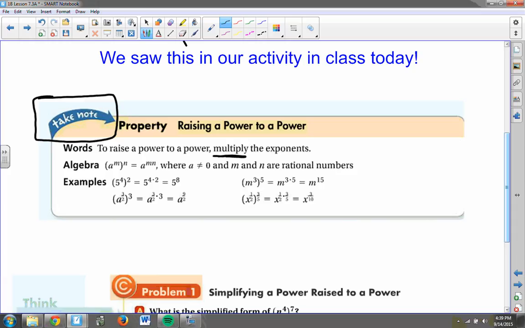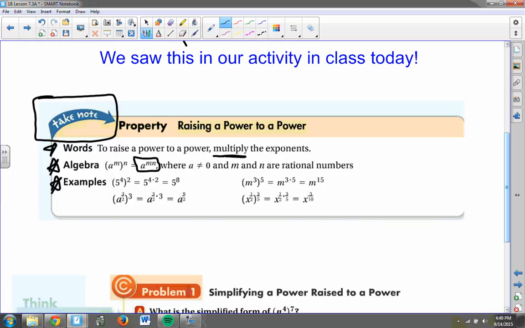Okay? So what that looks like algebraically with letters instead of numbers, a to the m to the n, some number to a power to another power, that equals a to the m times n, and then here's a whole bunch of examples similar to what you saw in your activity. So please add these three things to your notes, words, algebra, a couple examples, and then we're going to look at how this is going to work in your problem set in class tomorrow.